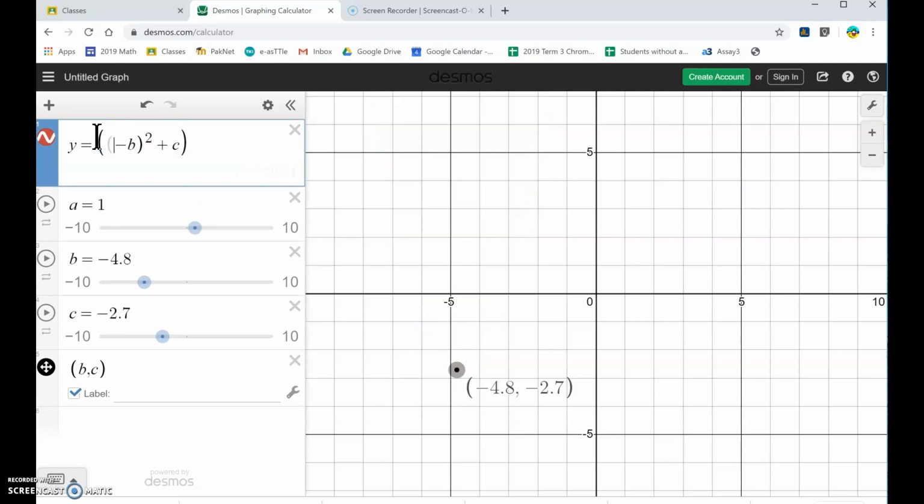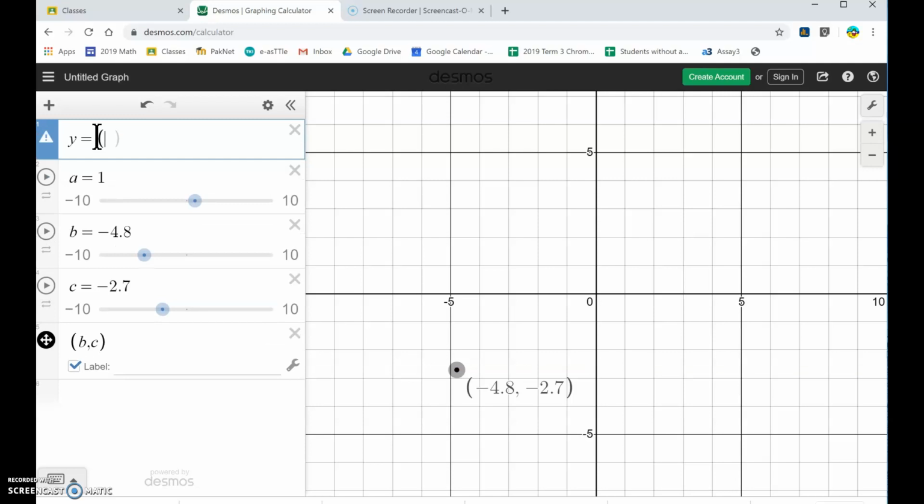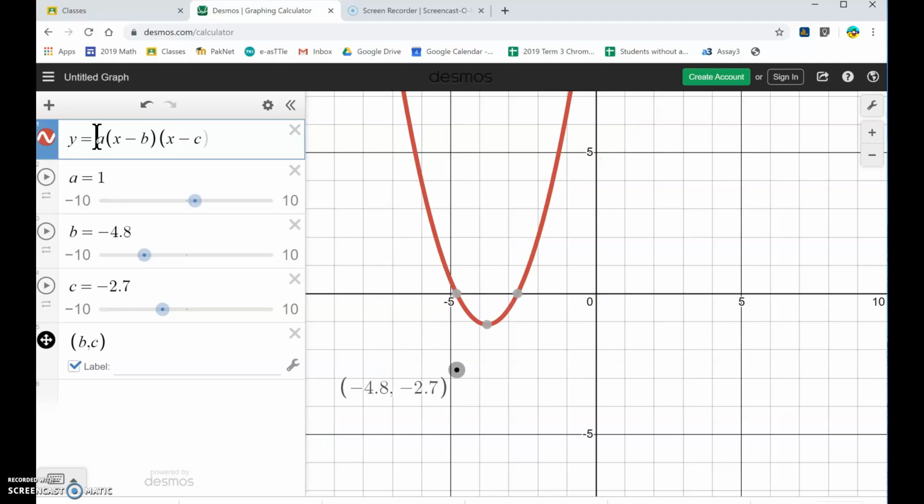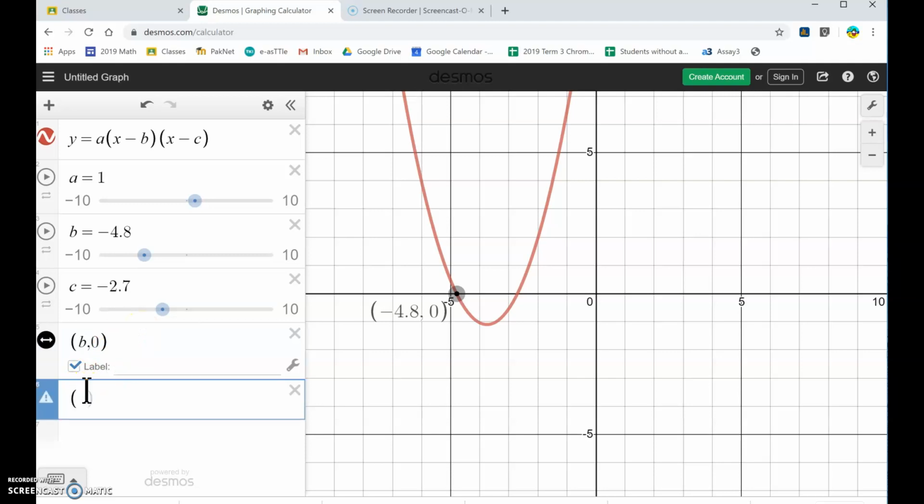I'll put a shape outside. So this is not really a proper form, but I just want to show it to you this way. (x minus b) and then (x minus c). So what we've got now is this vertex thing we're not going to worry about anymore. We're going to say (b, 0), and I'm going to go (c, 0).